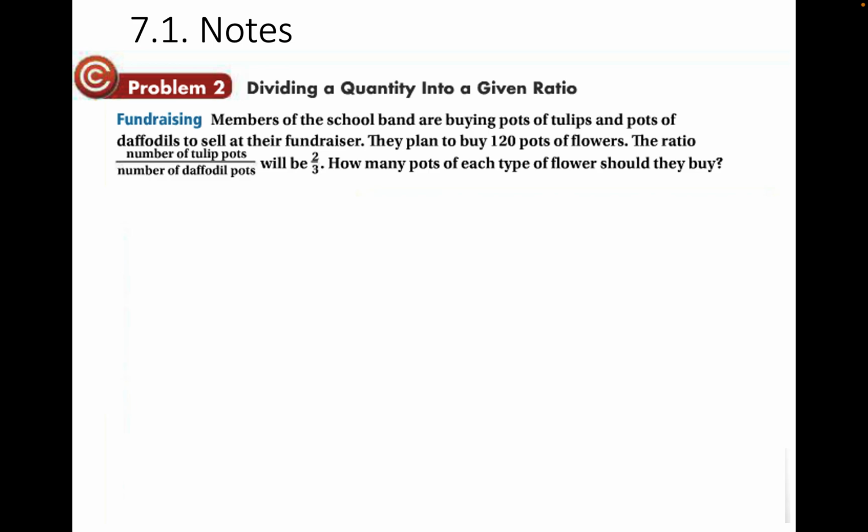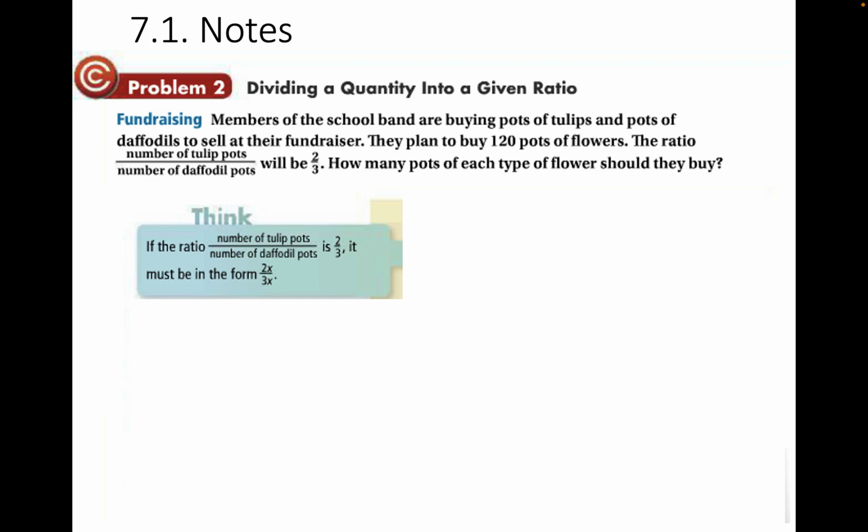All right, let's do a different problem here. The school marching band is going to, as a fundraiser, buy pots of tulips and pots of daffodils. They plan to sell a total of 120 pots of flowers. They know that the ratio they want to buy is for every 2 pots of tulips, 3 pots of daffodils. And the question is, how many pots of each type of flower should they buy?